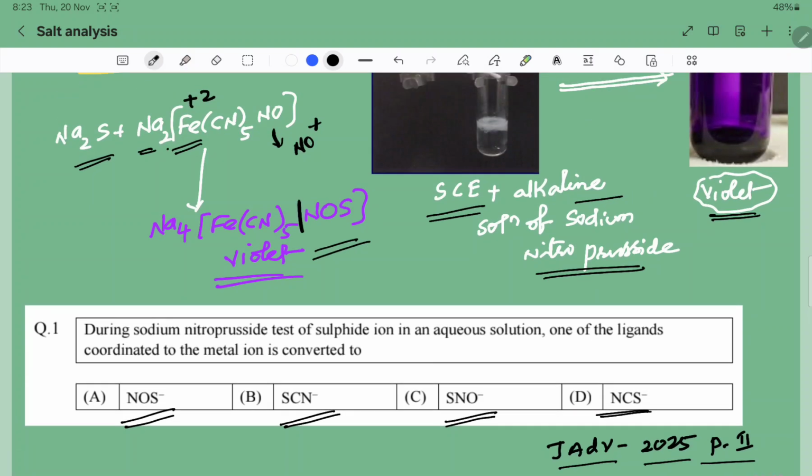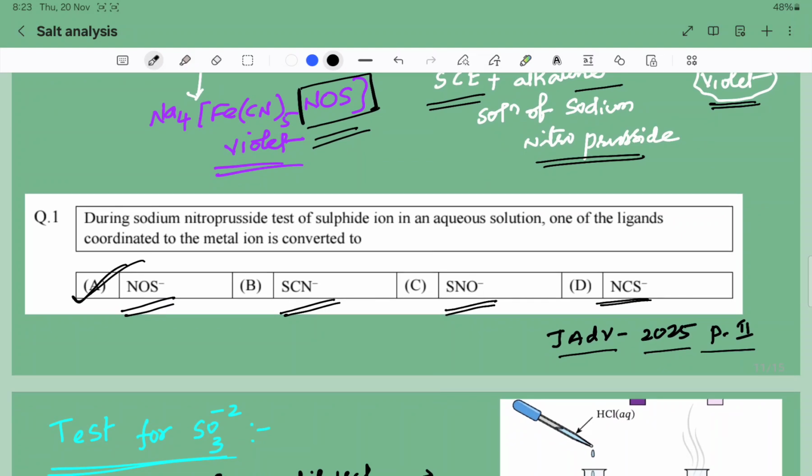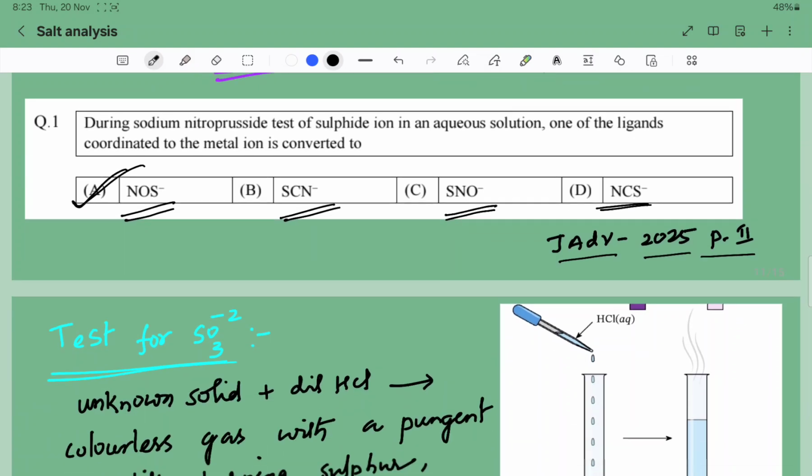So look at the reaction, student. Simple. Initially we have NO, then S will enter into the coordination sphere, so our answer will be what, student? NOS minus is the correct answer. This is the answer given by IIT, right? So these types of questions are asked, student. Only more revision is required for the reaction. You can write the reaction more number of times, then it becomes very, very easy, right?